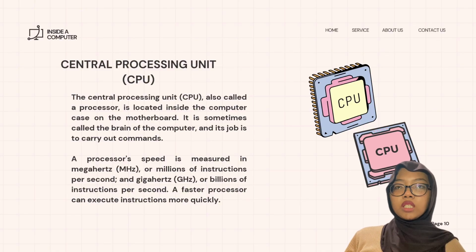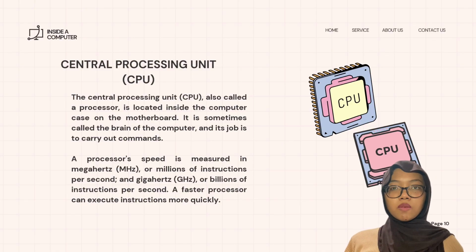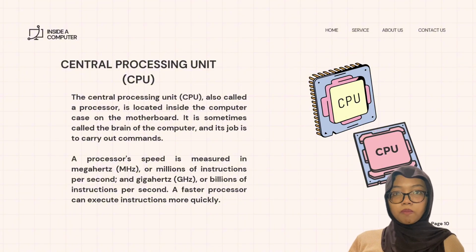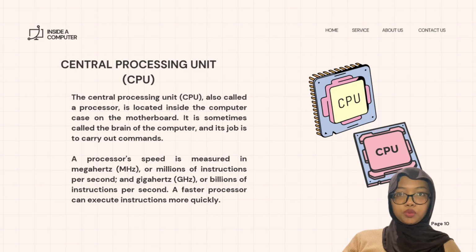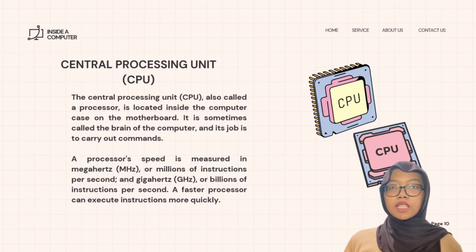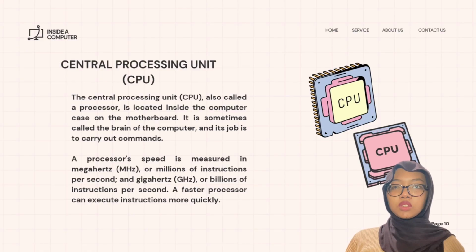The CPU fits into the motherboard's CPU socket, which is covered by the heat sink, an object that absorbs heat from the CPU. A processor's speed is measured in megahertz, or MHz, or million instructions per second, and gigahertz, or GHz, or billions of instructions per second. A faster processor can execute instructions more quickly. However, the actual speed of the computer depends on the speed of many different components, not just the processor.